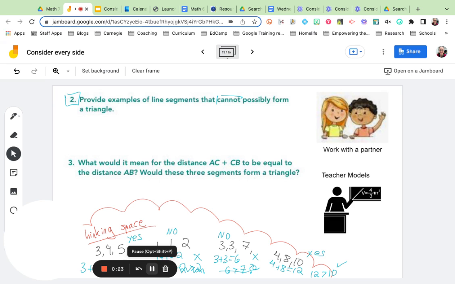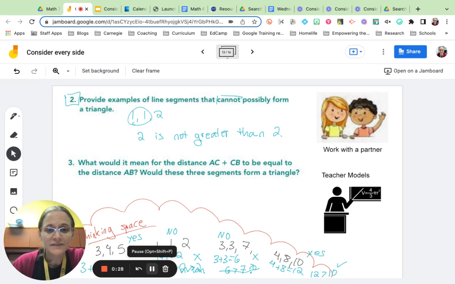In order for this to form a triangle, the sum of the two shorter side lengths would have to be greater than the third. Well, 2 is not greater than 2, so this couldn't form a triangle. Similarly, when we had 3, 3, and 7, 6 was not greater than 7, so that didn't form a triangle.